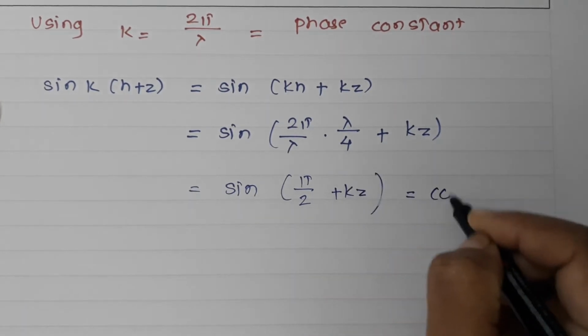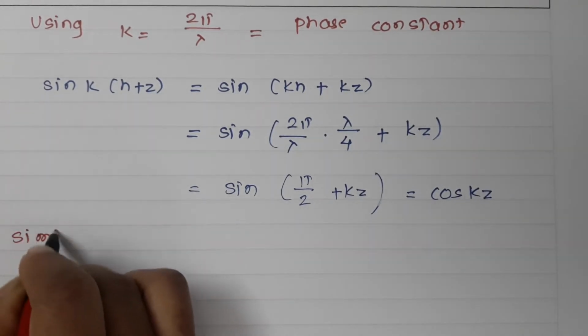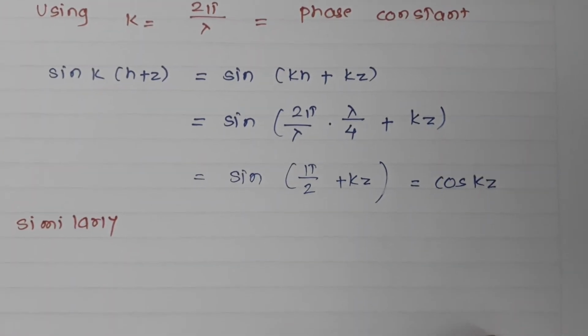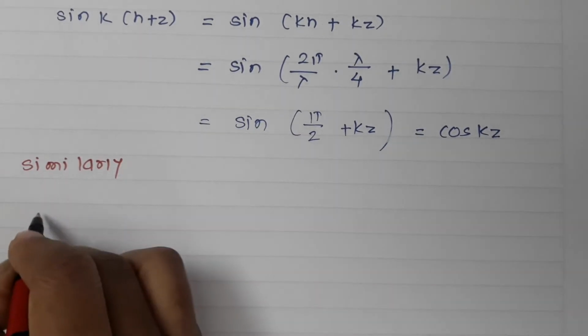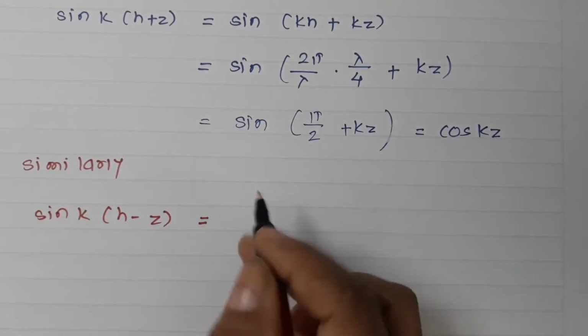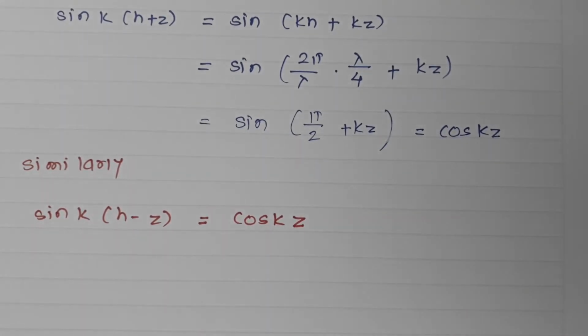So it is equal to cos of kz. Here, when you solve it, you will solve it similarly as you have solved it for h plus z; we will similarly solve it for h minus z. So I can write here sine of k(h minus z) is equal to cos of kz. If you put all those things over there, you'll get this one.